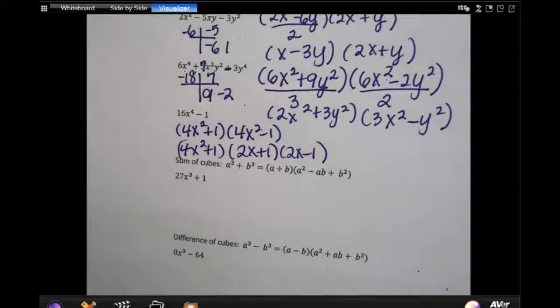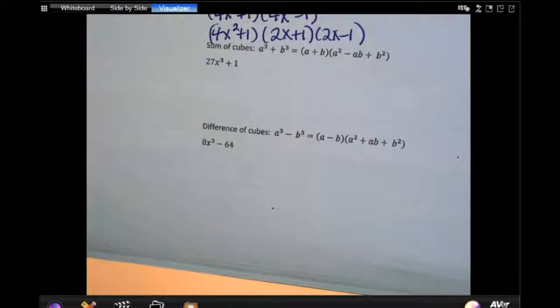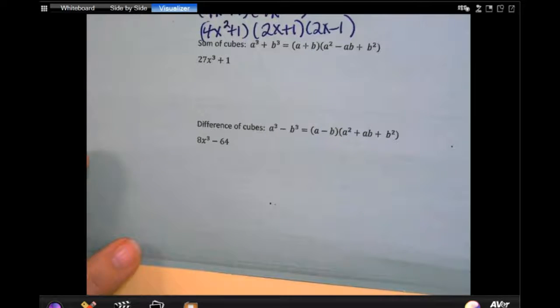Okay, so does that answer your questions from the homework? Yes? The 4th and the x and the y? Okay, so the sum of cubes and the difference of cubes. We did this also last year, and you just follow the formula.